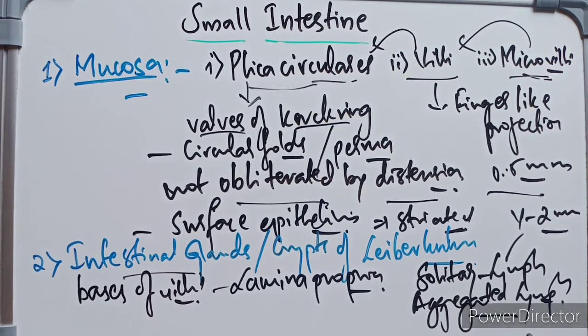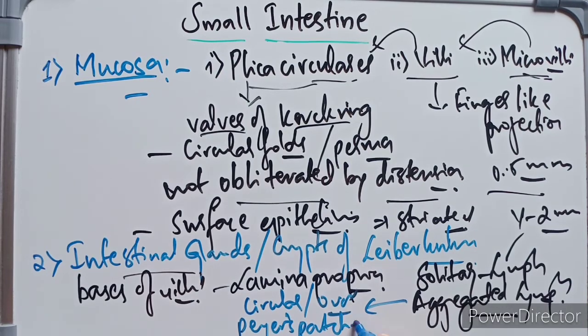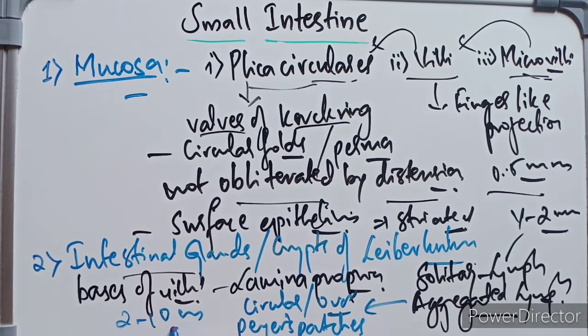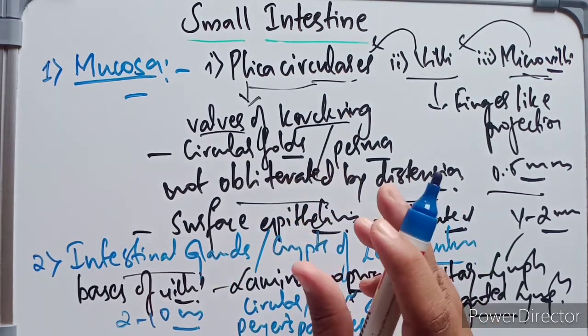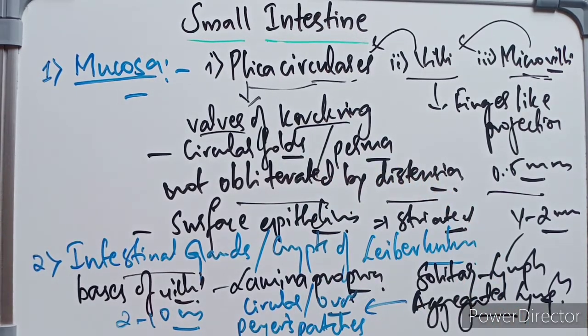Coming to the aggregated lymph follicles, they are circular or oval patches called the Peyer's patches. Their length will vary from 2 to 10 centimeters. They are present lengthwise along the antimesenteric border. The Peyer's patches are small, circular, and fewer in the distal part of the jejunum, and they are large, oval, and bigger in the proximal and distal part of the ileum. So this forms the intestinal glands, the crypts of Lieberkuhn.